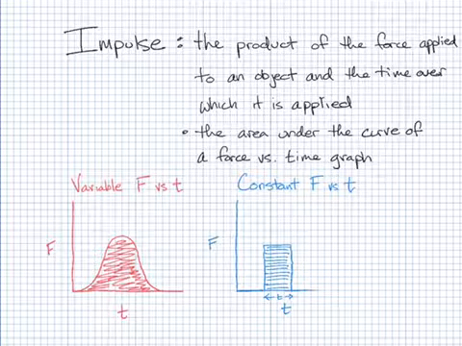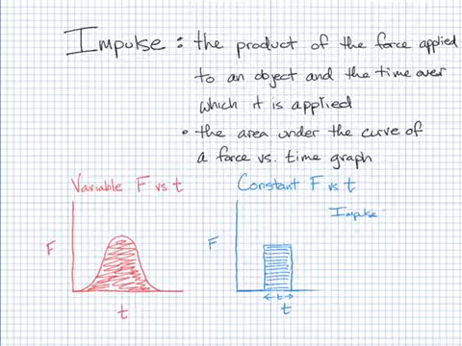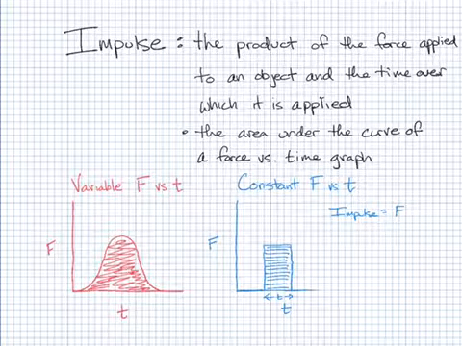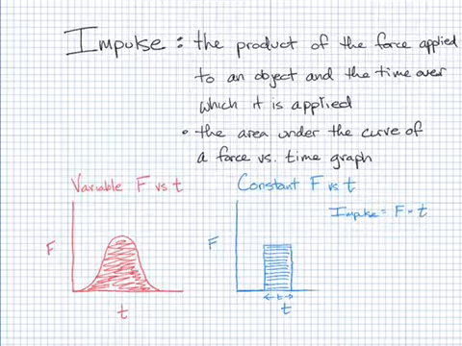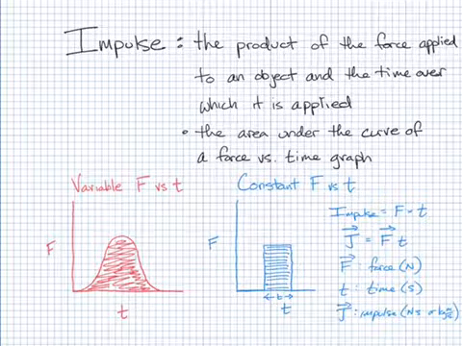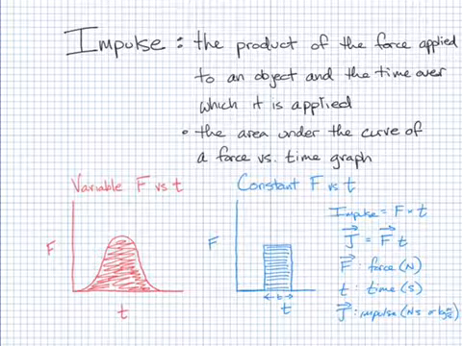And as we all know, the area of a rectangle is just the length times the width. So if we want to calculate our impulse here, it's just going to equal our force times our time. So that gives us a mathematical equation definition for impulse as well. All right, so J equals F times t.